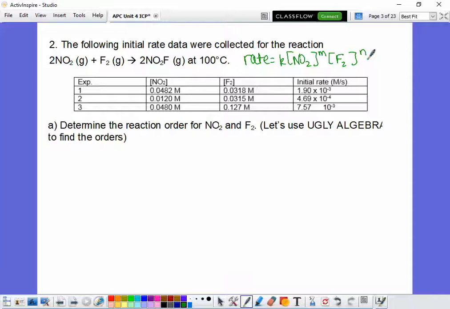Rate equals some rate constant k, which we will eventually solve for, and it has special units, times, what do those brackets mean? Concentration of our reactant NO2 raised to the m power times the concentration of F2 raised to the n power.